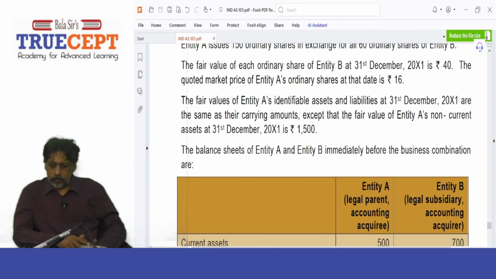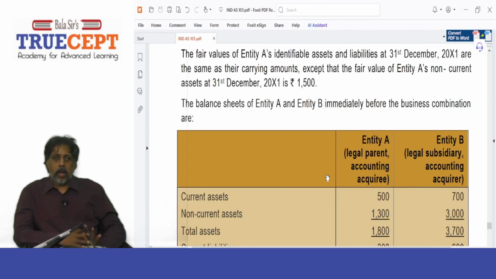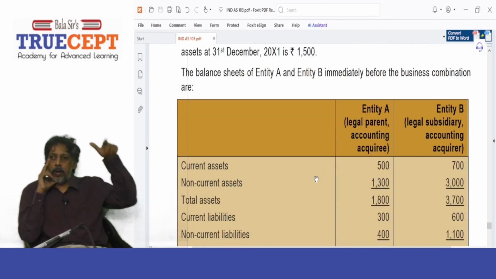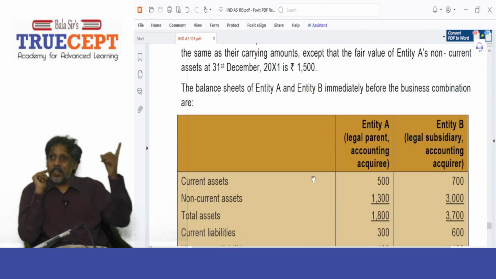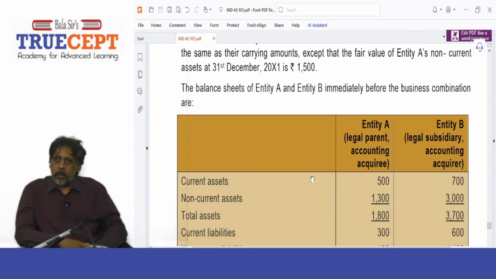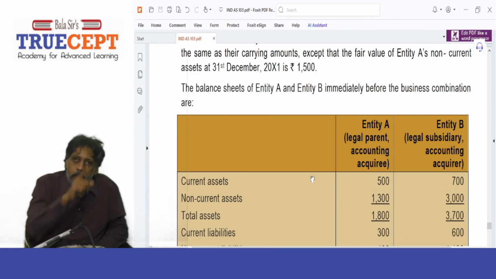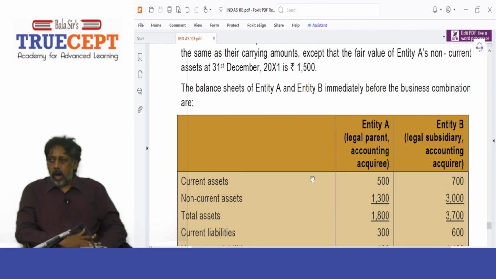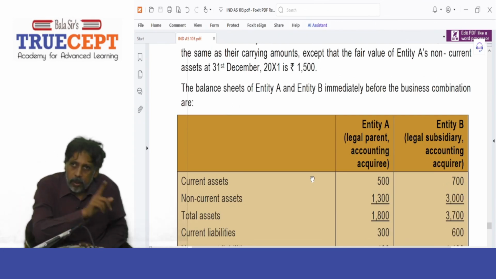Next. The fair value of entity A's identifiable assets and liabilities at 31st December 20x1 are the same as their carrying amounts, except that the fair value of entity A's non-current assets at 31st December 20x1 is 1500. People wonder, why is this given? B is the acquiree legally, yes or no? They should have given the fair value of B, right? But what have they given? The fair value of A. Because for accounting purposes, A is the acquiree.